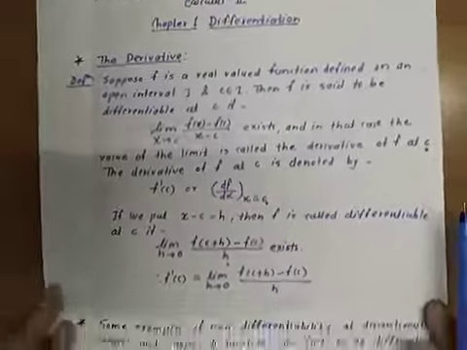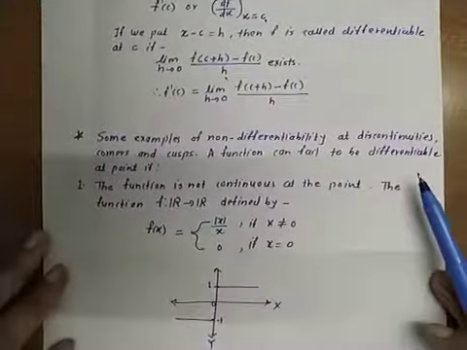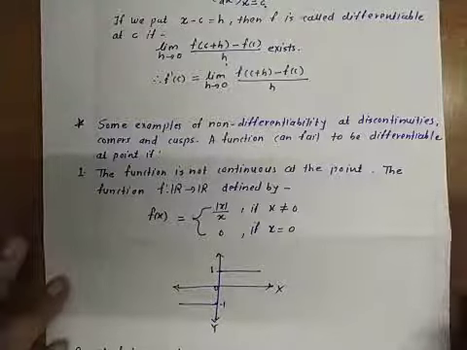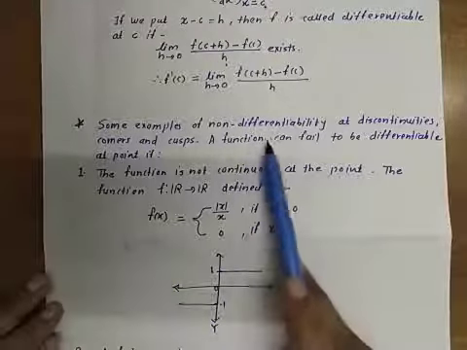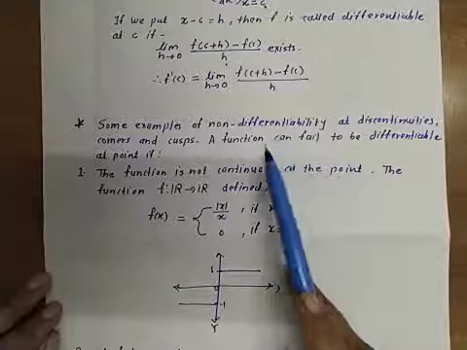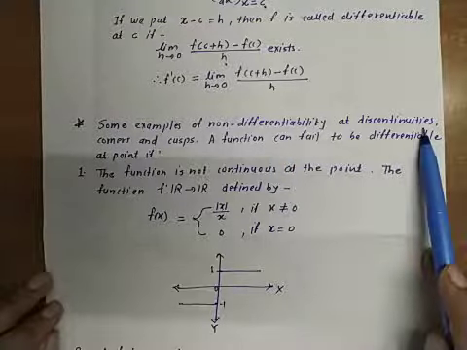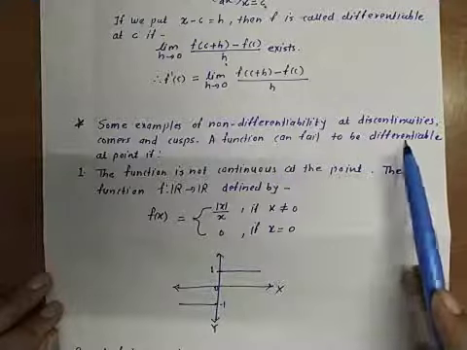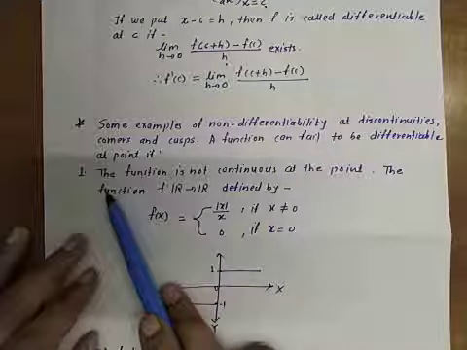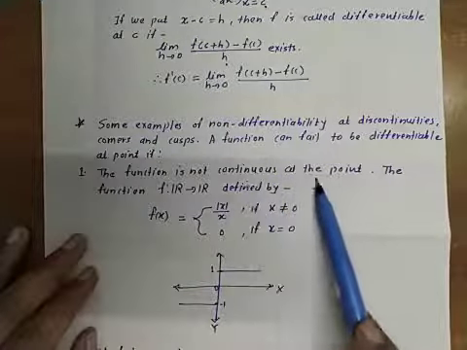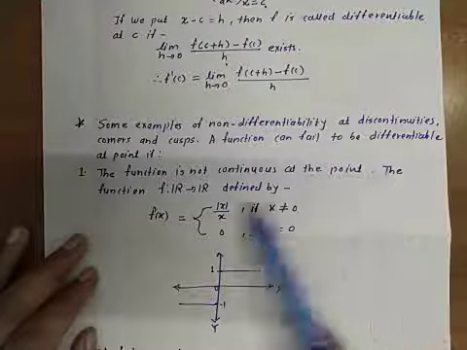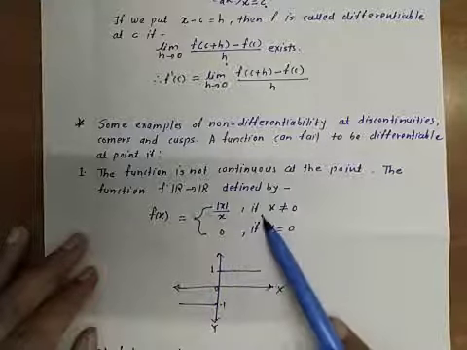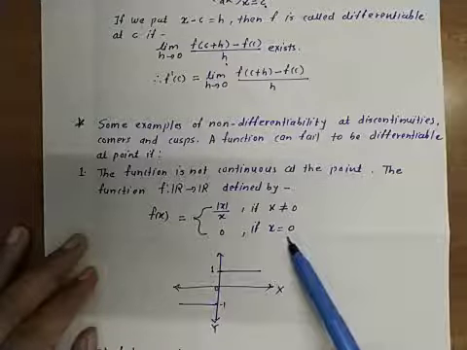Now let us look at some examples of functions which are not differentiable. These are examples of non-differentiability at discontinuities, corners and curves. A function can fail to be differentiable at a point if, first, the function is not continuous at the point. The example is the function f from R to R defined by f(x) is mod x upon x if x is non-zero, and it is 0 if x is equal to 0.